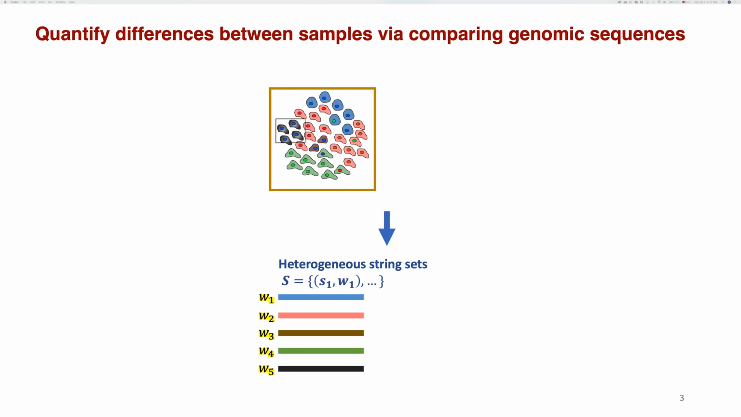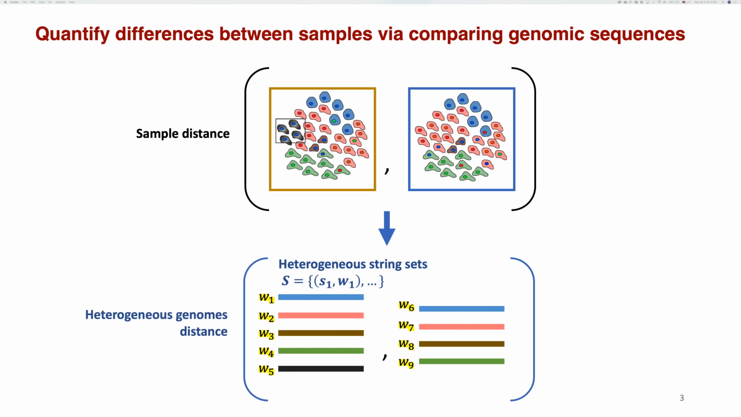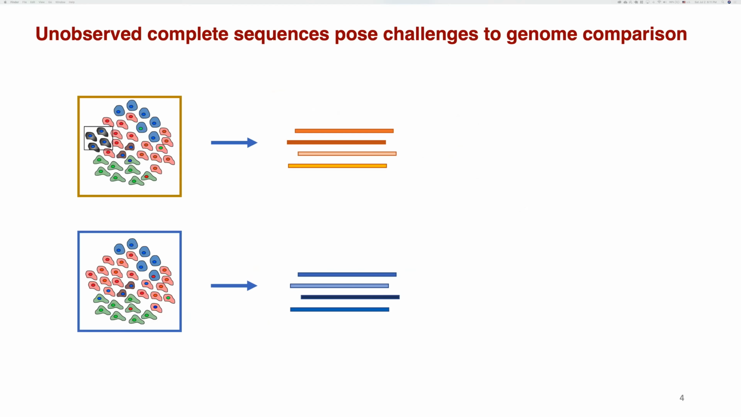To model a set of heterogeneous genomes, we can use a heterogeneous string set. A heterogeneous string set contains pairs of strings and their relative abundance, which describes the composition of the cell population. So when we want to obtain a sample distance, we can use the distance between the heterogeneous genomes to represent the differences between the samples.